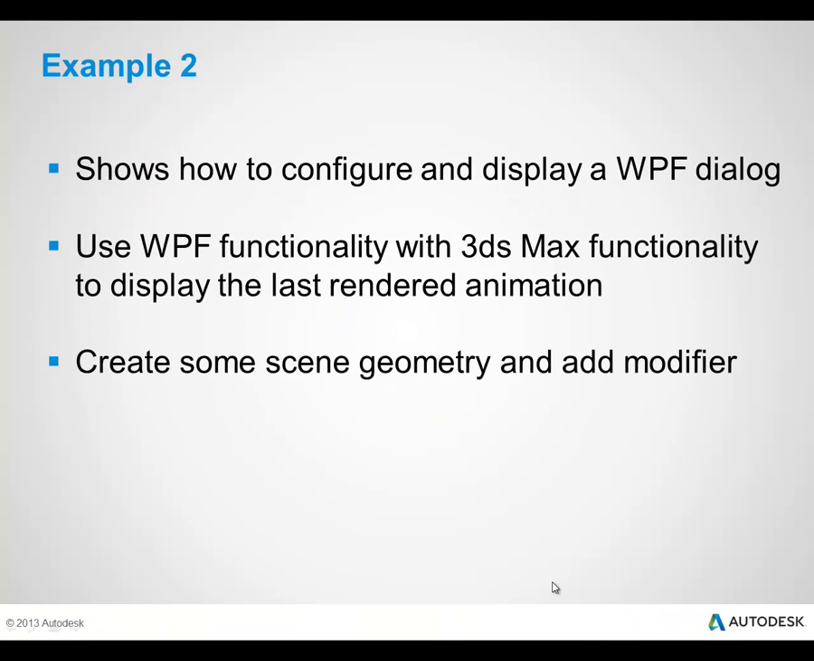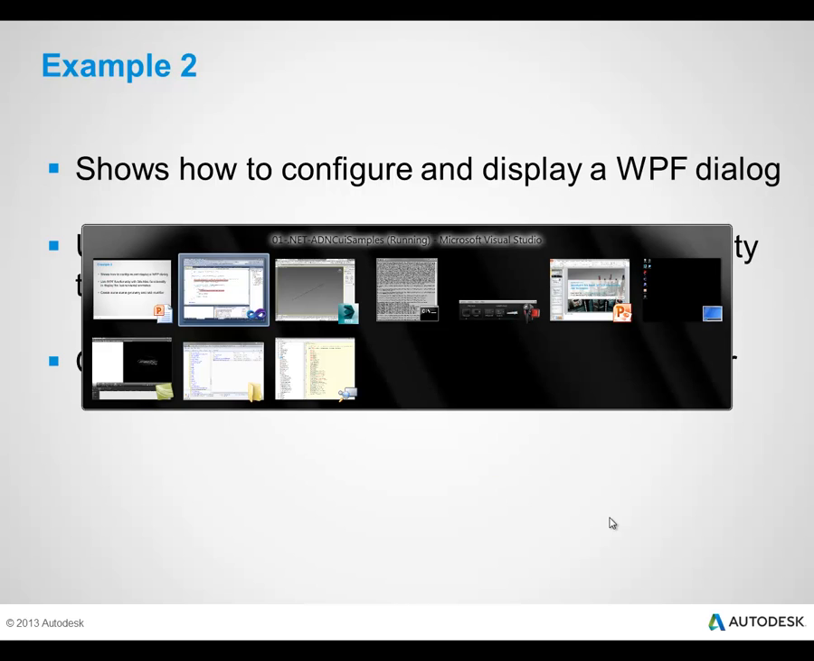So now we'll take a look at a real example that's doing something useful. This one shows how to configure and display a WPF dialog. It's a very basic dialog. We'll use WPF functionality along with 3ds Max functionality to display the last rendered animation. And then it also has some separate functionality to create some scene geometry and add a modifier. So let's go ahead and run this.